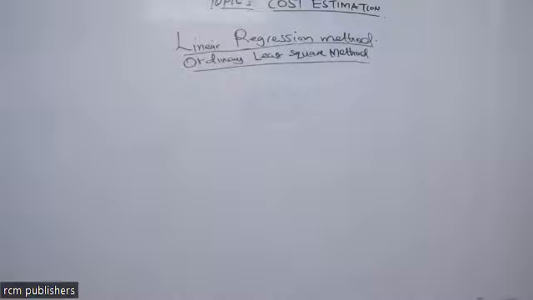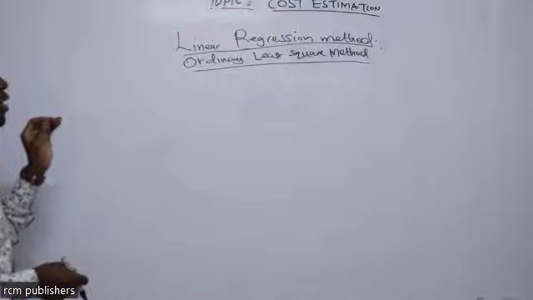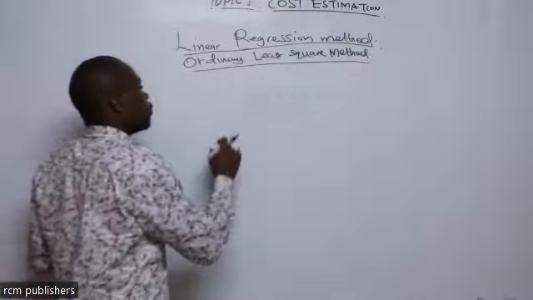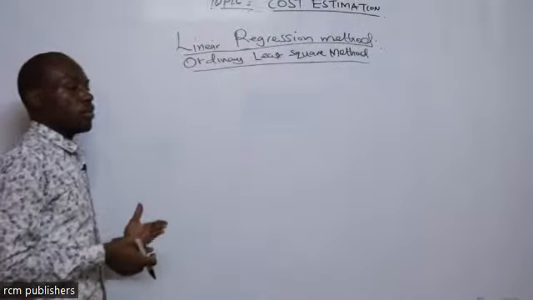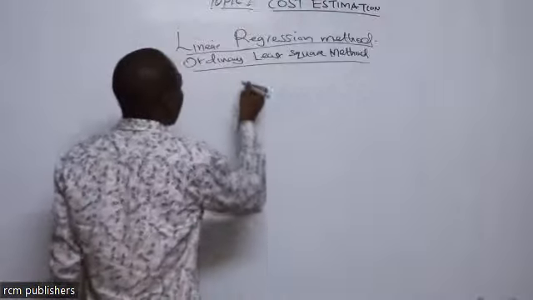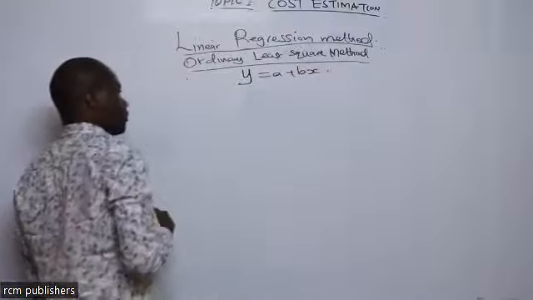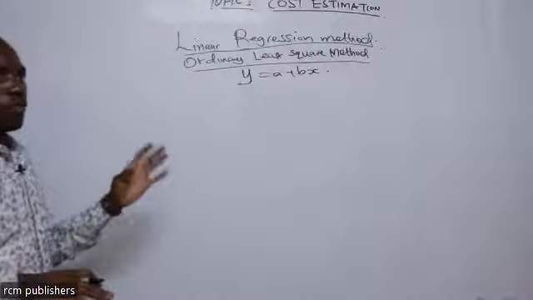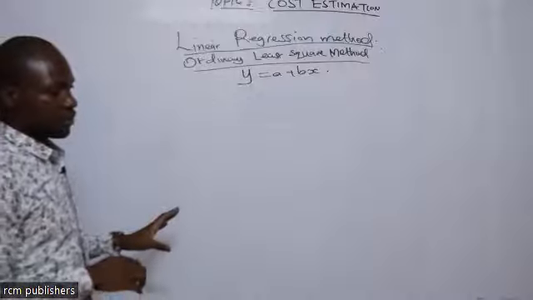So for the regression method, we have to know two things. We have to identify X and Y, very important, whereby X remains the independent variable and Y remains the dependent variable. The final output of this particular method remains Y equal to A plus BX. That is the final output of this method.